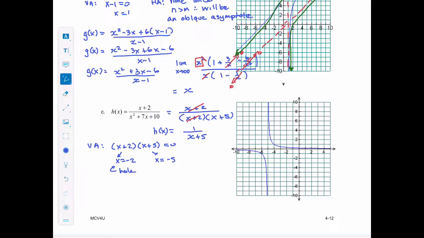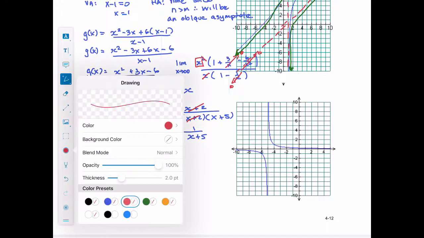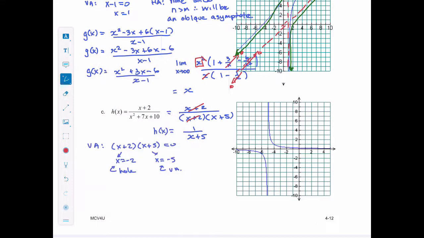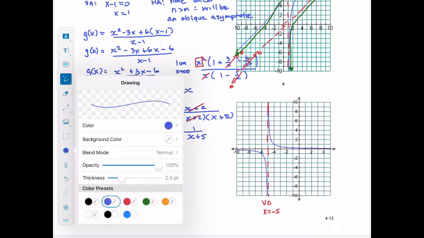So basically, all I really have to draw is my vertical asymptote. I'll draw that right now. So this is my vertical asymptote of x equals negative 5. The other one's going to be a hole, which we'll determine in a few seconds.